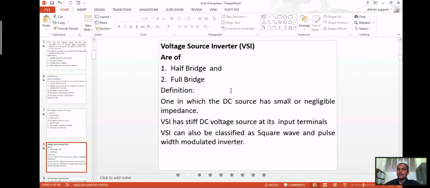So a VSI has a stiff DC voltage source at its input terminal. A VSI is also classified as a square wave or pulse width modulation inverter. Usually it is a square wave, and the type of circuit they use is pulse width modulation for the voltage source inverter.